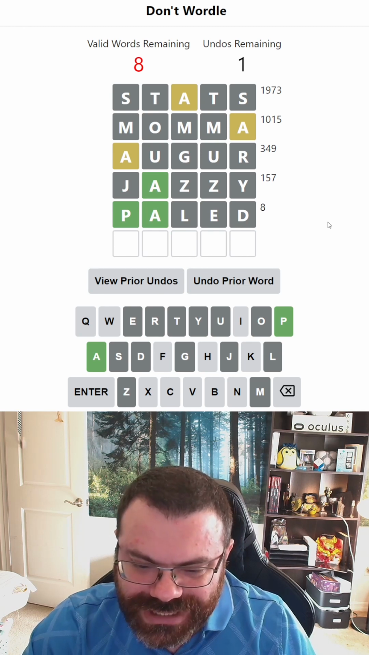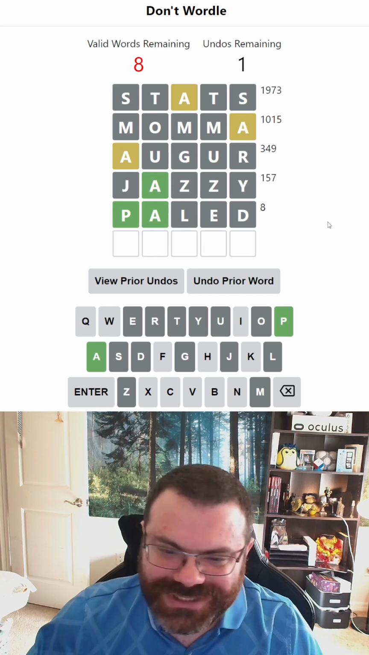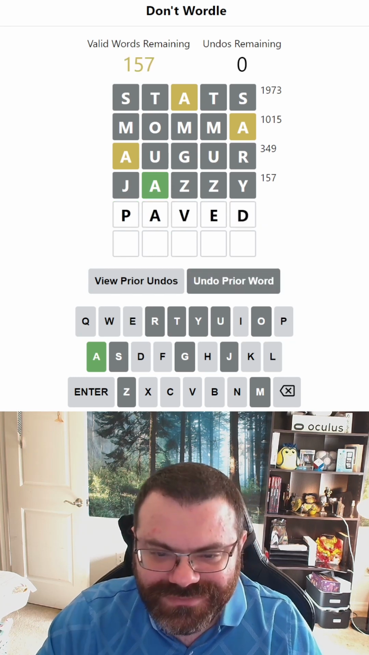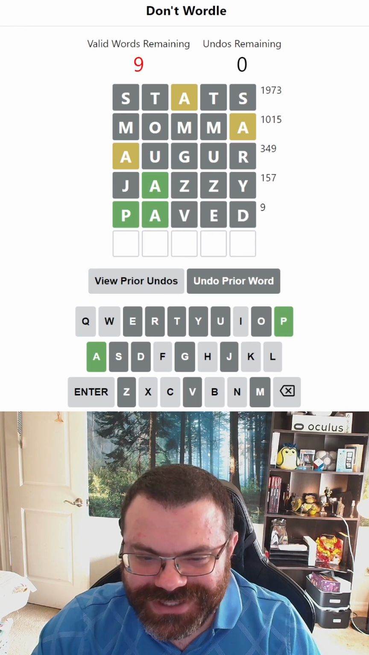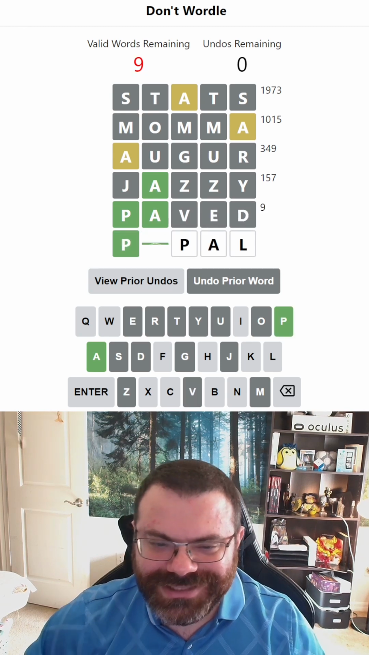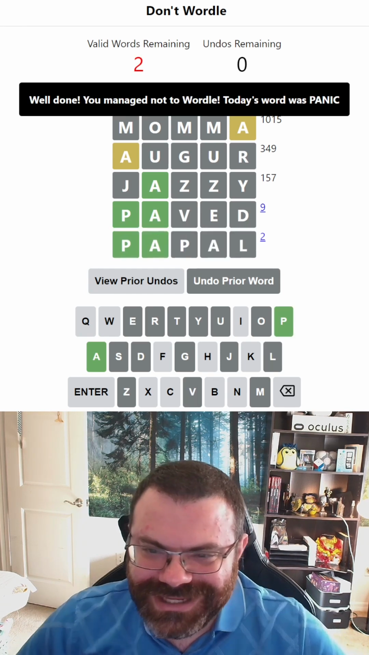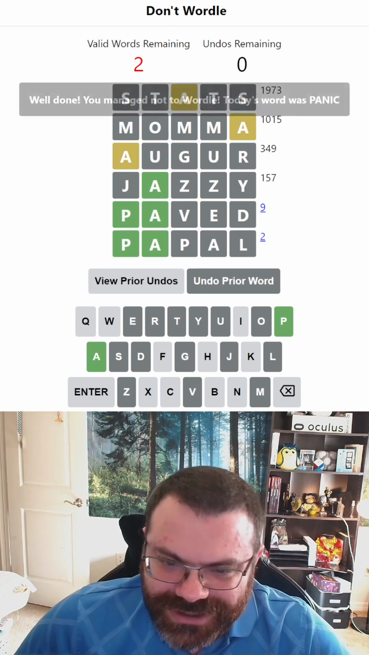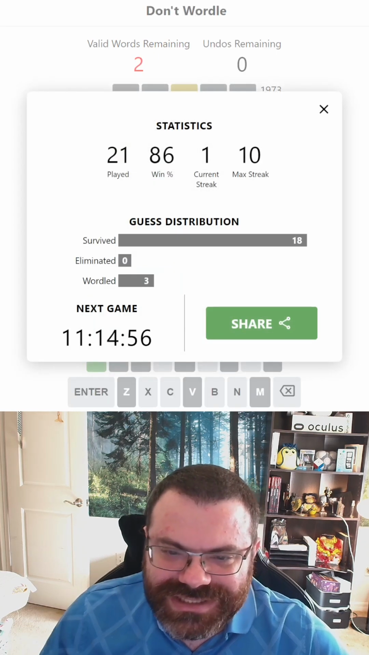I could undo and do... Oh, I can't do pained. I could do paved. I'm just going to do that. I'm going to undo. I'm going to do paved. This was a terrible solve, but at least I survived. Oh my gosh. That was really, really hard for me. It probably didn't need to be.